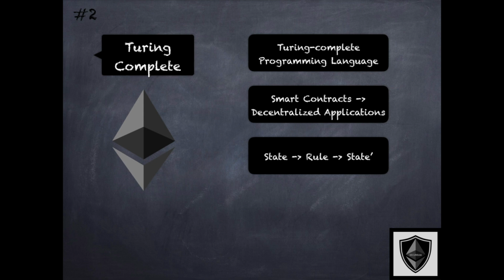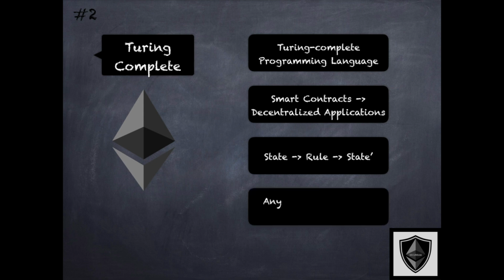So this is sort of a fundamental state transition rule, and this can be done with the Turing complete programming language in arbitrary ways without any constraints on it. So any state, any rule allows Ethereum to really support any application on it without any artificial constraints coming from the programming language or the platform.